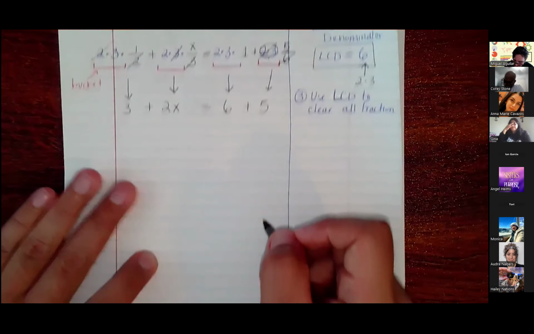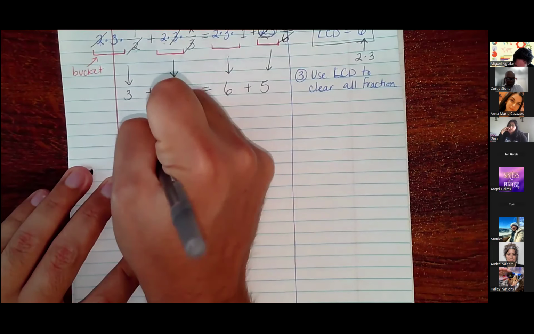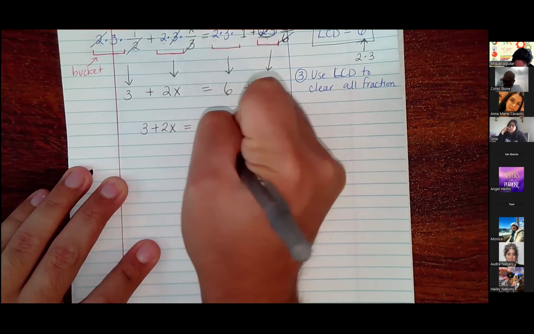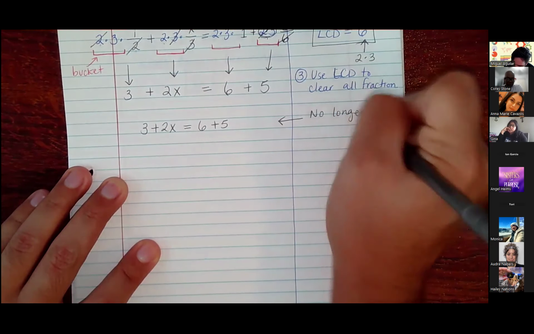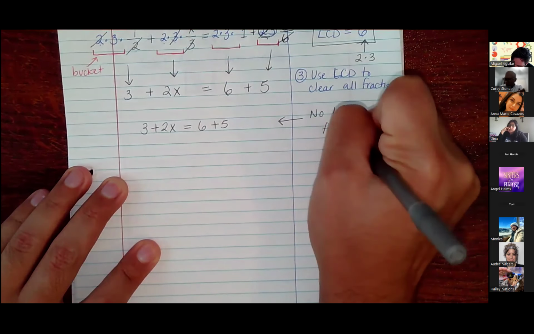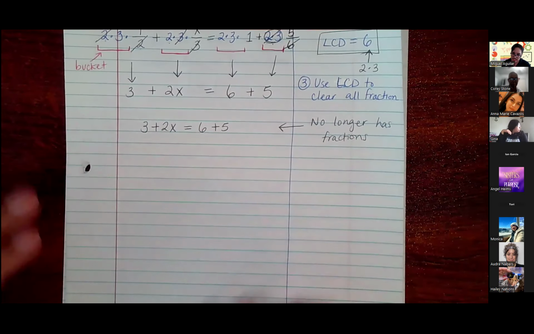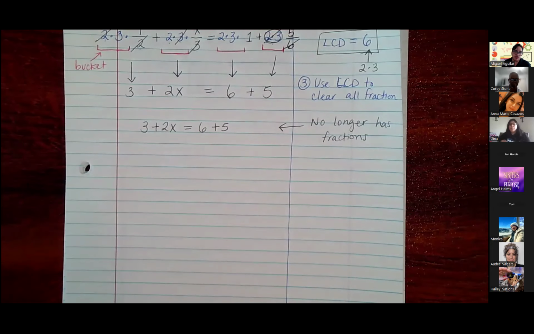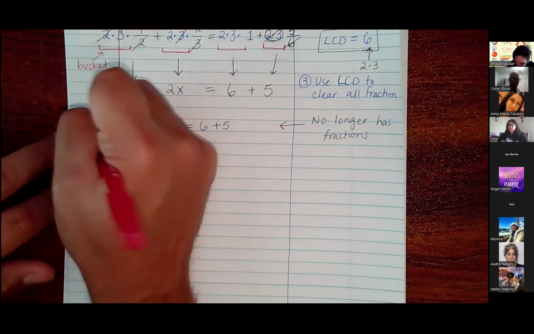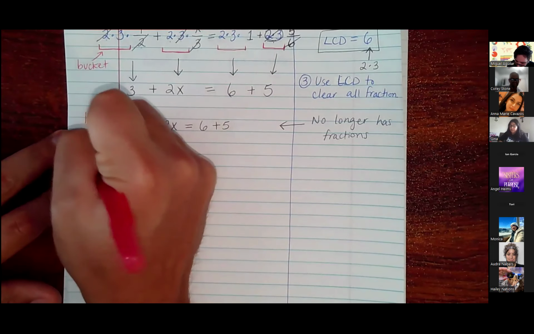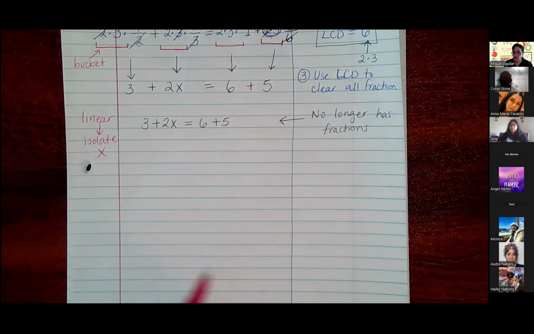Yes. Okay, well now I have this new equation, right? And let me just put it together so there's not so much space. 3 plus 2x is equal to 6 plus 5. This equation no longer has fractions. And so finding the LCD, or figuring out how to clear all of those denominators, brings us back to a type of equation that should be easy to solve, because this is just a linear equation, which means that you need to isolate the variable x in this case. We just need to get x by itself, okay?